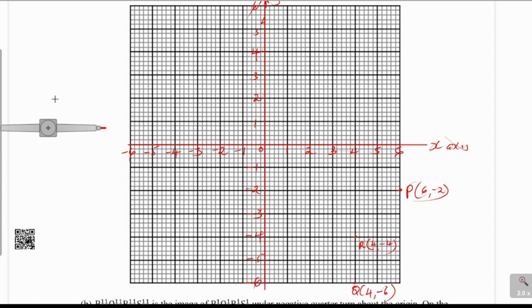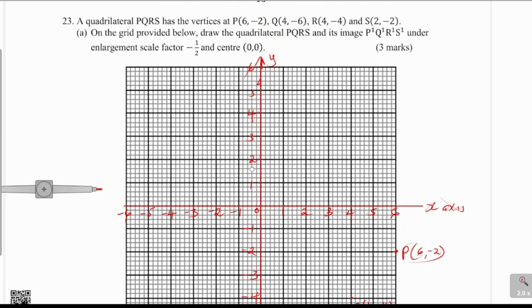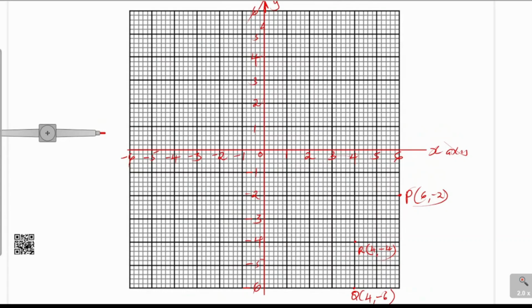And then the last one is S (2, -2). So 2 is here, and then -2 is there. That is S. Now we have all the points. P is there, Q is there, R is here, and S is here.